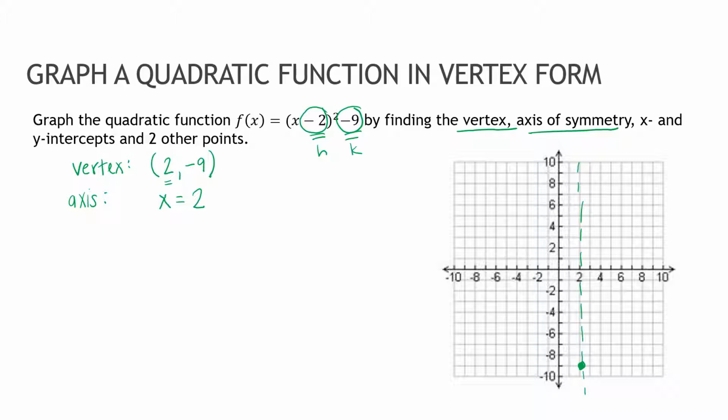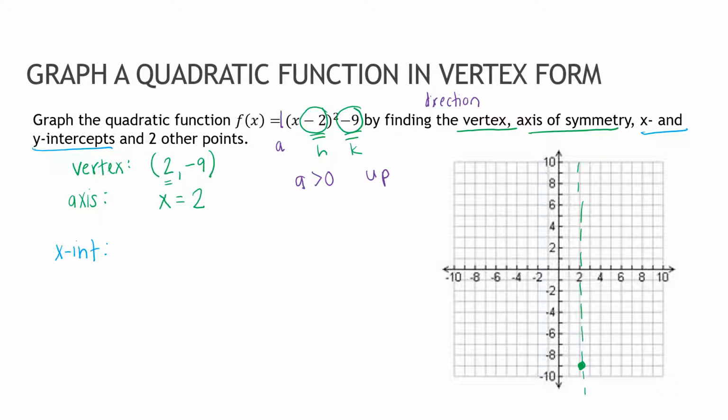One thing I didn't mention, but I'm going to find anyway, is the direction of opening, because obviously I want to know, is this pointing up or down? That has everything to do with the a value, and in this case there is no a value, so the a value is 1. Since my a value is greater than 0, or positive, my parabola will open up. So far I have a basic idea of what my graph is going to look like, and now I'm going to find my intercepts. So let's start with my x-intercept.